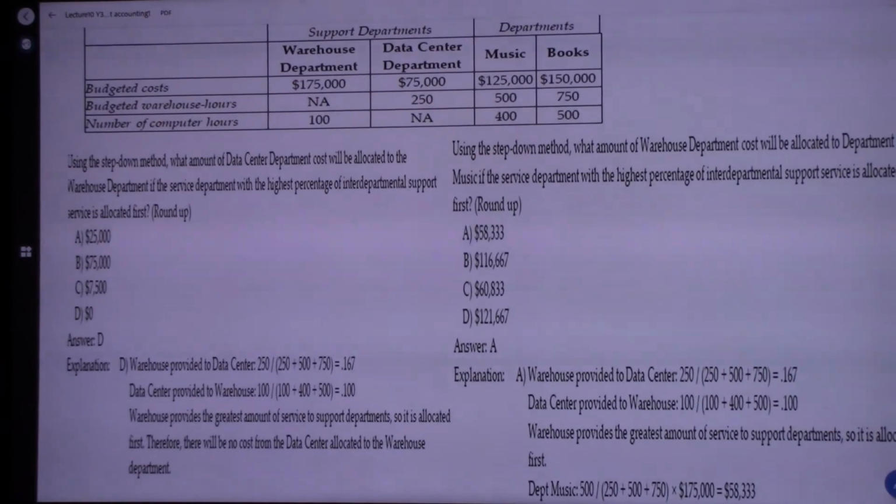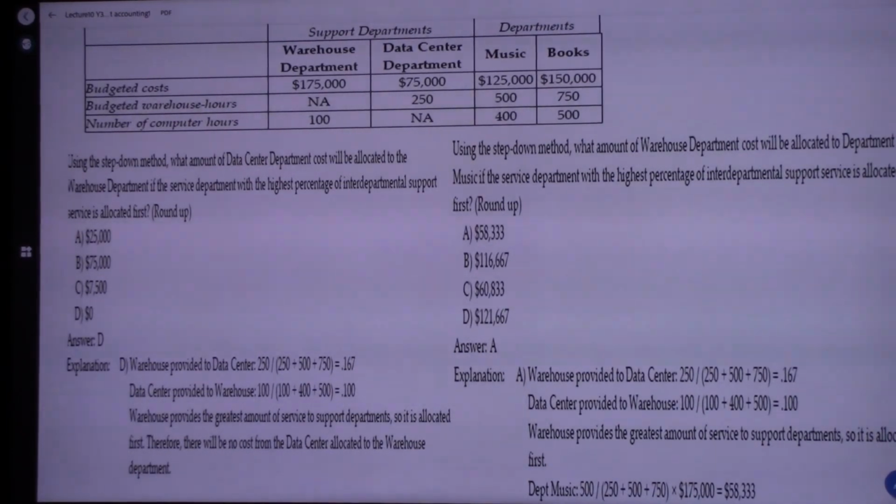Do the same for data center. I'm going to divide the 100 computer hours by the total computer hours for the 3 departments. I'm going to receive 10%. Which one of them has the highest percentage, 16.7 or 10? 16.7% is higher than 10%. So the warehouse department has the highest allocation base, so the warehouse department is going to be allocated first.